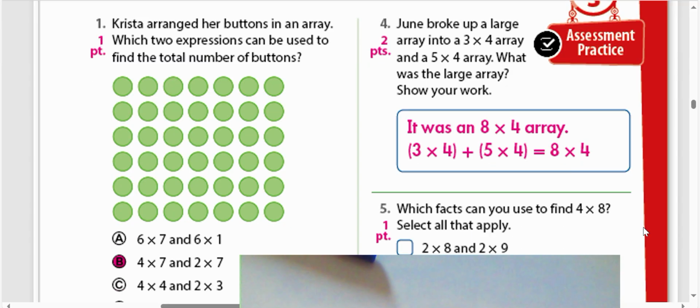Now next question. Here, how many rows do we have? Count with me: 1, 2, 3, 4, 5, 6. 6 rows. 6 rows we can divide. 6 times 7: 1, 2, 3, 4, 5, 6, 7. 6 times 7, we can write 4 times 7 and 2 times 7.